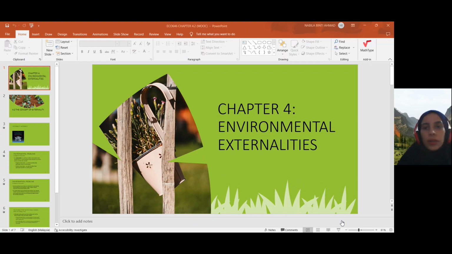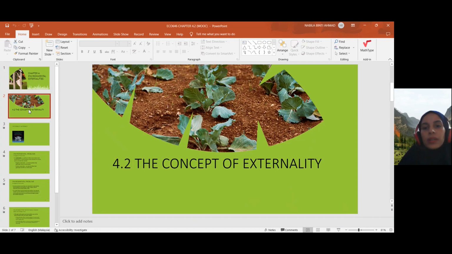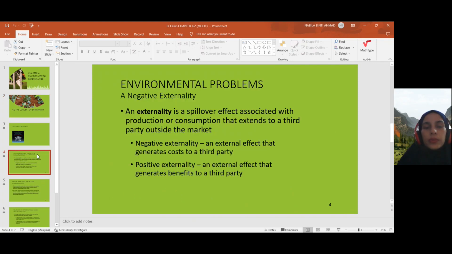So now we are going to look at chapter 4, environmental externalities, and we are going to look at 4.2, the concept of externality. So externality is one of the environmental problems, and it can be divided into negative and positive externality. And what is externality?